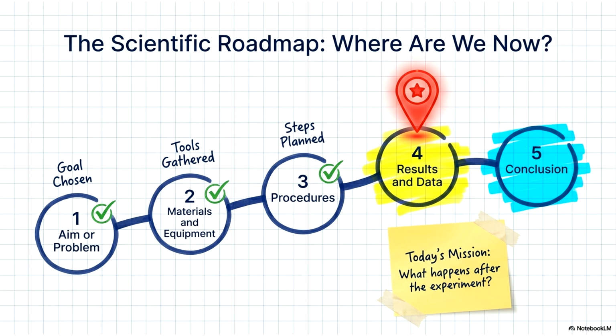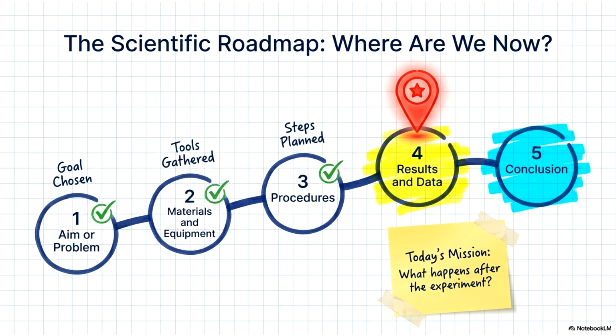Scientists follow a series of steps when investigating a question. We have already learned aim or problem, materials and equipment, and procedures. Today, we will focus on step 4, results and data. This is the step where scientists record what happened during the experiment. After collecting data, scientists can move on to the final step, which is making a conclusion.